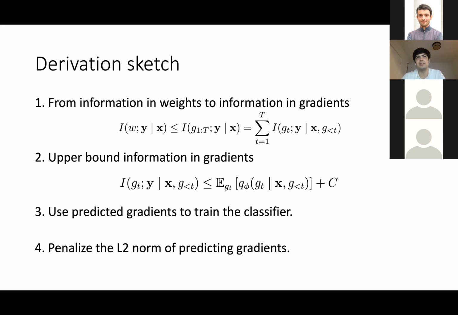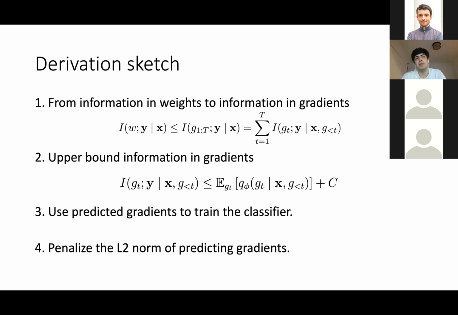The final step that is needed to ensure the information term doesn't grow, or grows slowly, as we train is to add a penalty to the predicted gradients, an L2 norm penalty, which means we want the predicted gradients to have small norm, not to grow large.